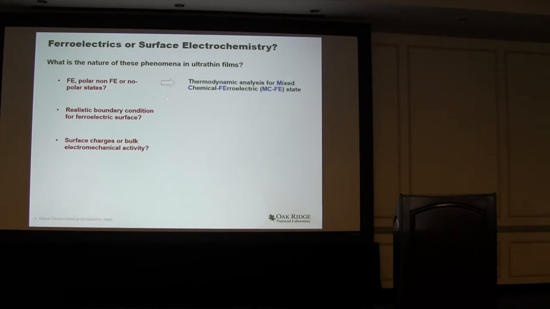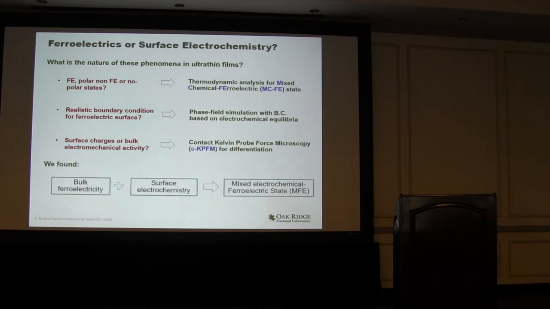To address these concerns, in this work we use a thermodynamic analysis to determine this mixed chemical and ferroelectric state. We modify the boundary conditions based on the electrochemical equilibrium to modify the phase field simulation. And finally, we use a KPFM method experimentally to demonstrate the existence of this surface charge coupled with the bulk ferroelectricity state. What we find is that the bulk ferroelectricity and surface electrochemistry are not separable. In other words, they both exist and cause a mixed electrochemical ferroelectric state in ultrathin film ferroelectric materials.